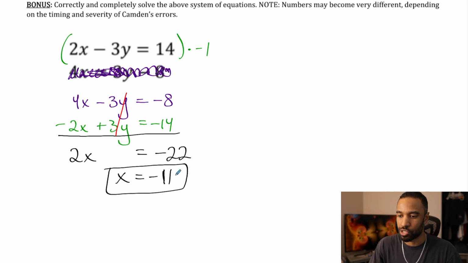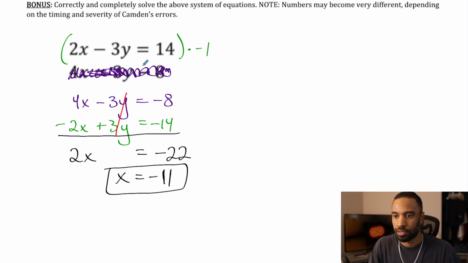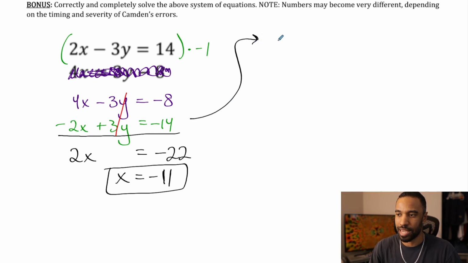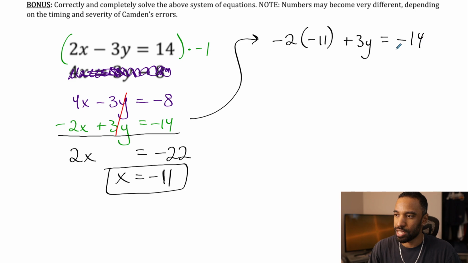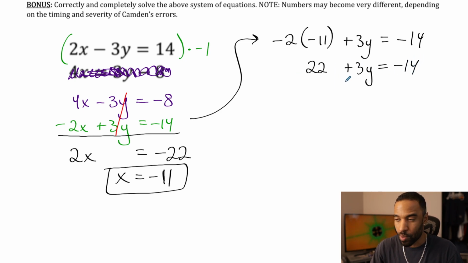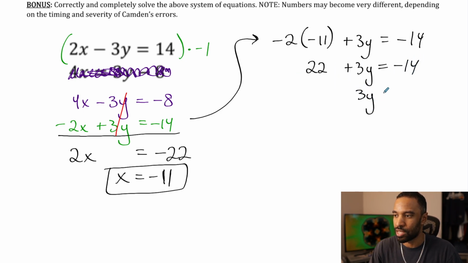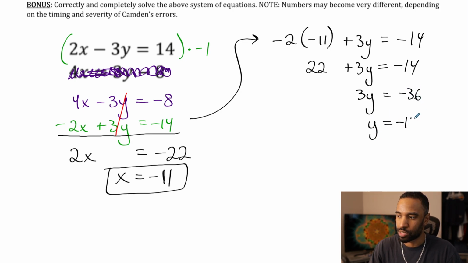And now let's go ahead and solve for y. Substitute negative 11 in for x in any equation to your heart's content. Let's do this green one right here. I'm going to take negative 2 times negative 11 plus 3y equals negative 14, and negative 2 times negative 11 is positive 22. I've got to subtract 22 from both sides, and I'll get 3y is negative 36. Divide both sides by 3, I get y equals negative 12.